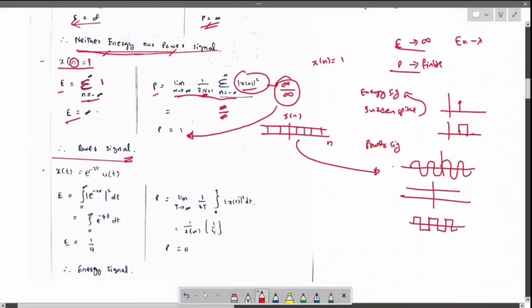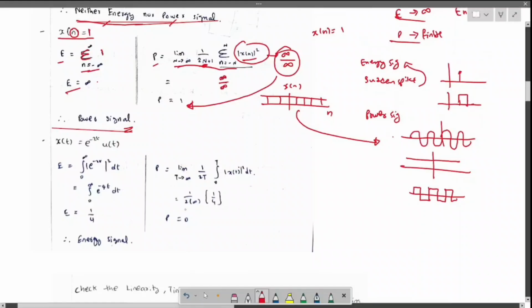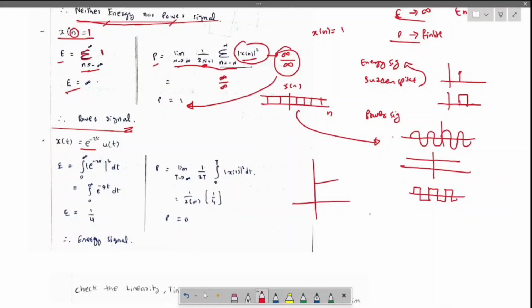Okay, now let us go with this graph, x of t equals e power minus 2t into u of t, right? U of t is like this. A part of this, exponential graphs will be either like this or like this. So a sudden spike to down, or down to a sudden spike. When you multiply with this, you will get the same graph. This will match under the energy signal.